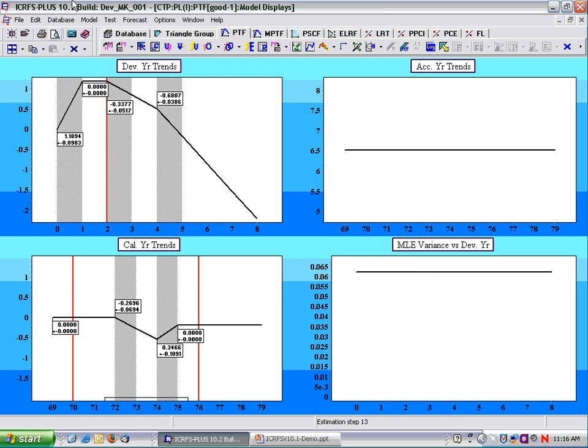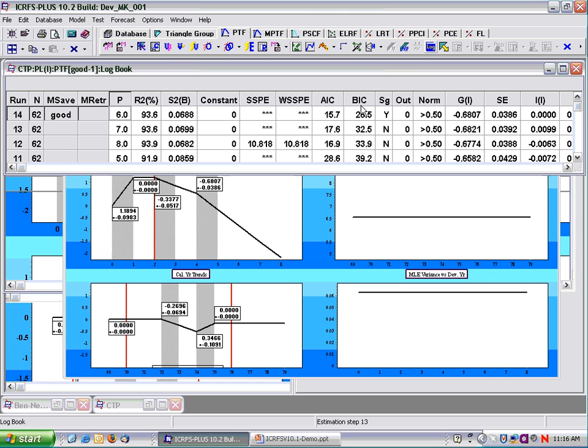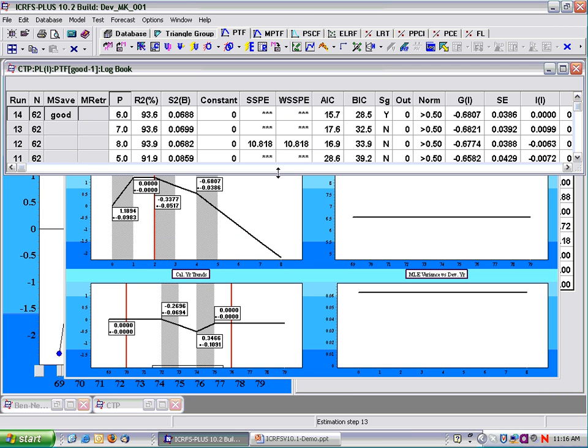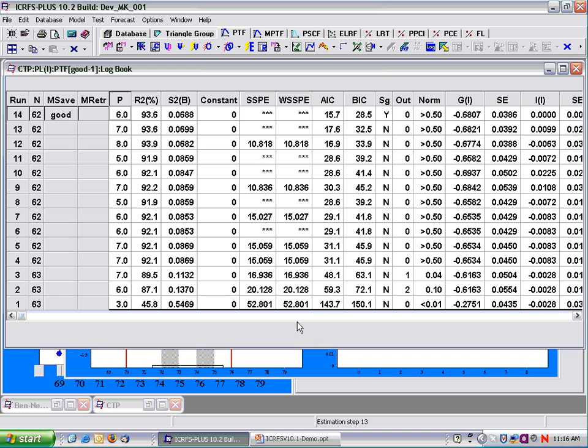Okay, so if we look at the logbook, which keeps track of the various models we've estimated, some summary statistics, you'll see that the BIC is the lowest for a model that we've saved as good. It's 28.5. These are relative statistics. Their absolute values are not that relevant. 28.5. So this statistic is the best so far. The AIC is also the best so far. These statistics are discriminatory statistics. Between any two competing models, the one with the lower values is better.